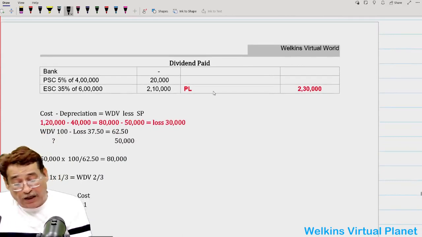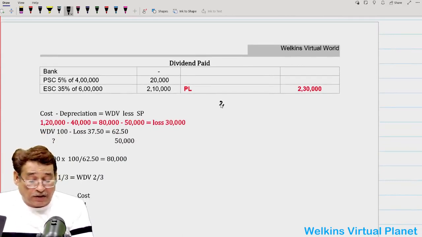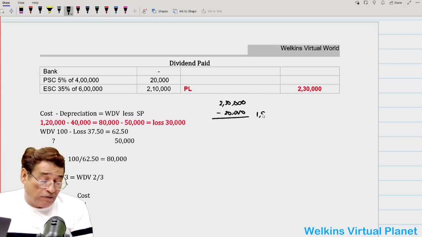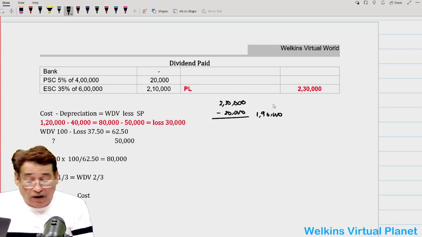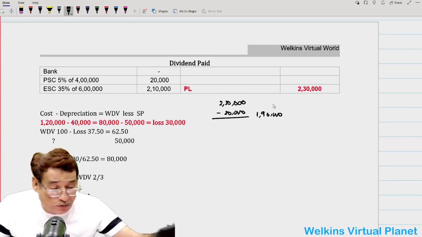Now dividend paid, we have already seen dividend paid is actually 2,30,000. But out of that, we have seen 20,000 worth of dividend is remaining. So 1,90,000 will be your total dividend. So this is how you are going to do this particular question.